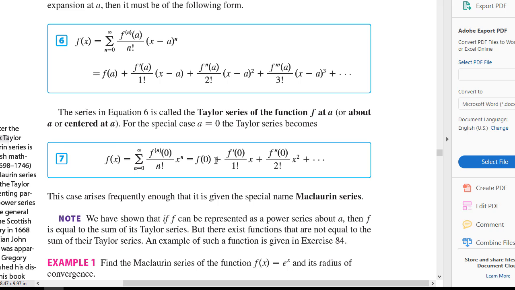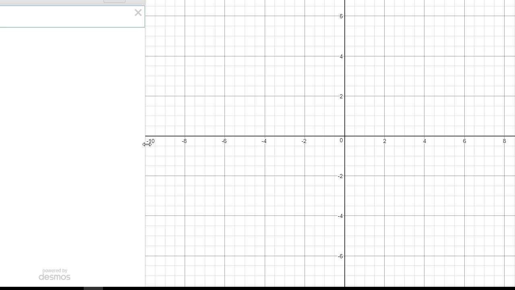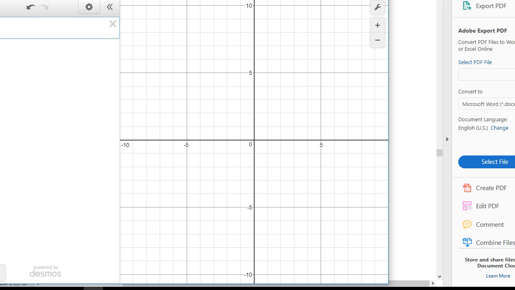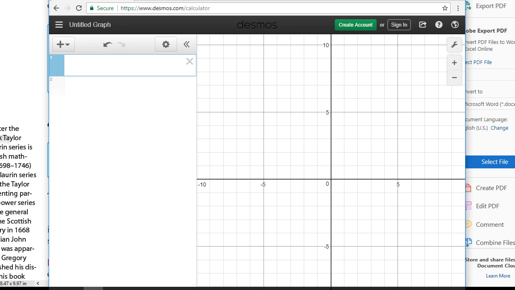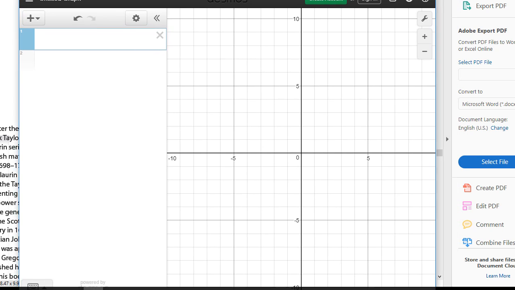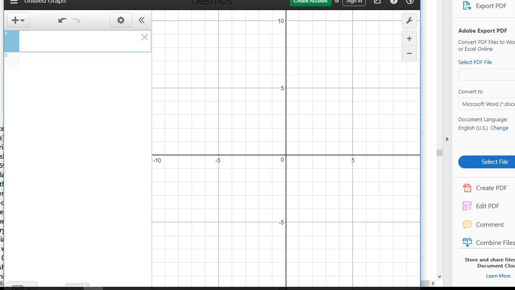Now, before we go off and do this example, I want to come back and look visually at our sine series. So I brought up a web browser and gone to Desmos.com. What I want to do in this example is look at our sine series. Let me minimize this browser for a moment.